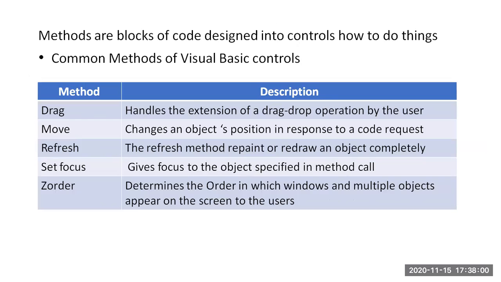Now, methods are blocks of code designed into controls that tell them how to do things. Common methods of Visual Basic controls are Drag. It handles the extension of a drag-drop operation by the user. Move changes an object's position in response to a code request. Refresh. The Refresh method reprints or redraws an object completely. SetFocus gives focus to the object specified in the method call. ZOrder determines the order in which windows and multiple objects appear on the screen to the users.